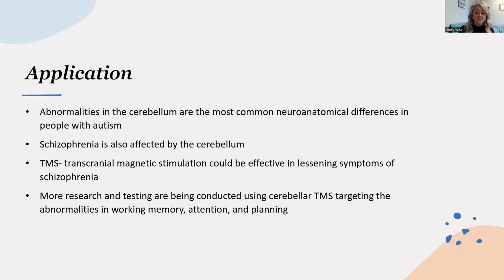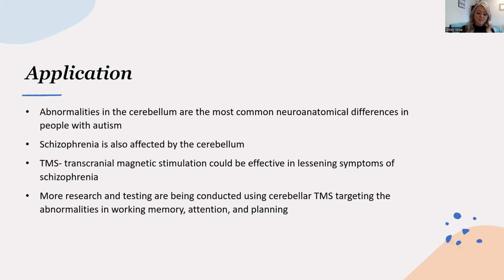Antipsychotic medications can successfully reduce the positive symptoms of schizophrenia, such as hallucinations and delusional thoughts, but effective therapies for negative symptoms remain elusive. More research and testing are being conducted using cerebellar TMS, targeting the abnormalities in working memory, attention, and planning, which are all very similar in conditions including schizophrenia, autism, bipolar disorder, depression, and Parkinson's disease.